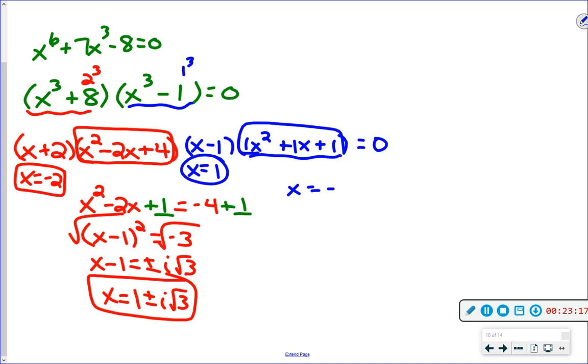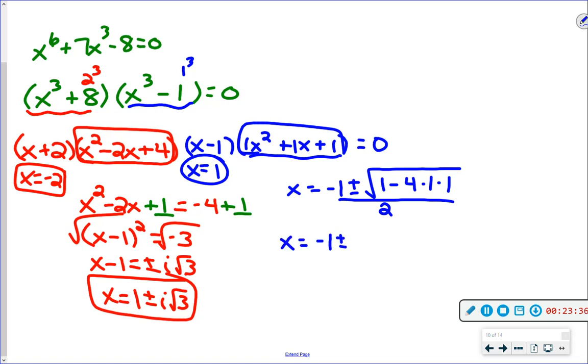X equals the opposite of B, plus or minus the square root of B squared, 1 squared, minus 4 times A times C, all over 2A. 2 times 1. So just to practice, you can complete the square. You'll get the same thing. 1 minus 4, I've got -3 under there. And all I can really do is pop the i out for that. Do we want to cry yet?